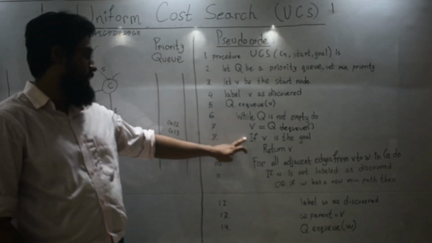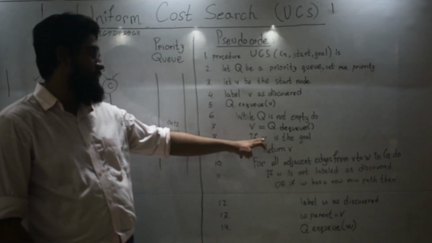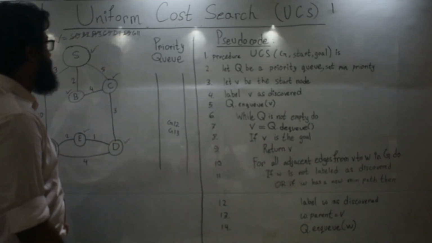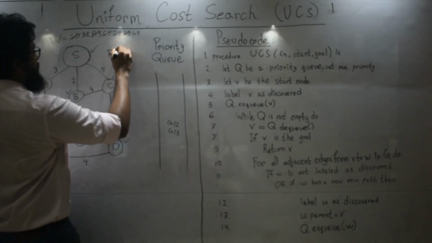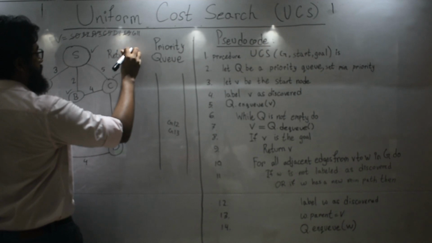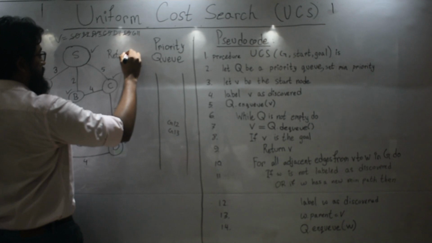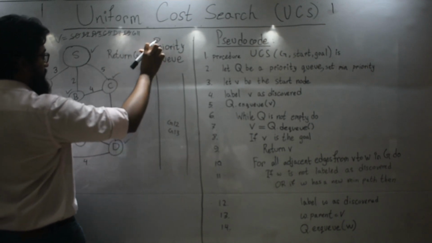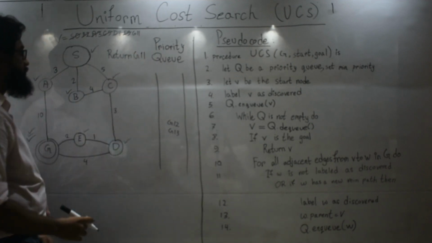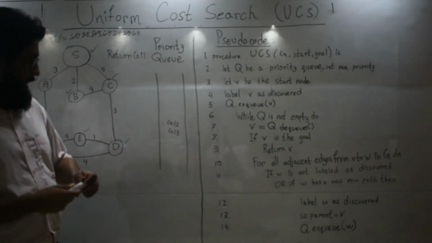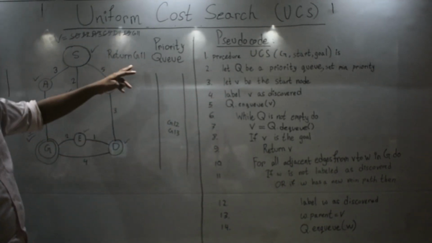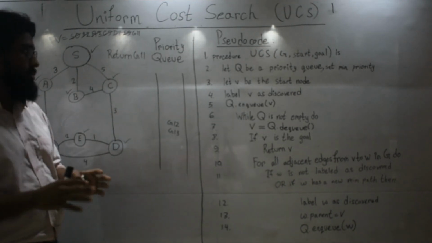Now you will see it enters this if condition. If V, which is G11, is the goal node. Yes? So return V. So simply return G11. And you don't even have to bother about these. Your pseudocode has been done and you have already returned your goal node.